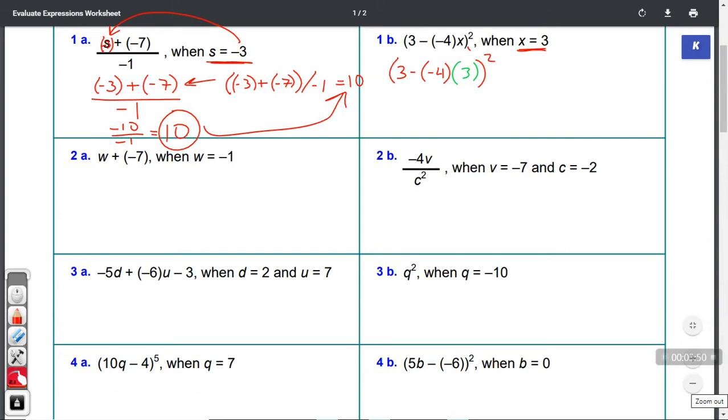One of the parentheses is from the original expression. The green parenthesis is what I put in place of x. Please make sure you get the correct number of parentheses if you're going to be using your calculator. Otherwise, it will get it wrong. So please make sure you're paying attention to that.